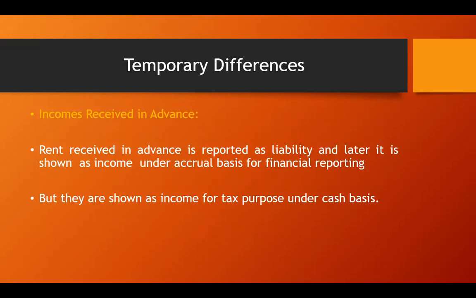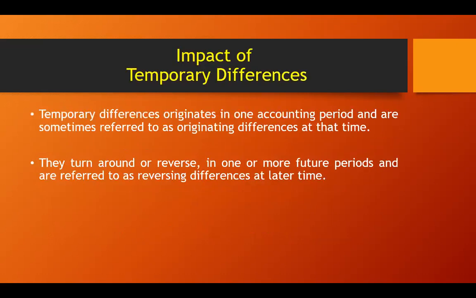Another example is incomes received in advance. Rent received in advance is reported as a liability and later it is shown as income under the accrual basis for financial reporting. But it is shown as income for tax purposes under the cash basis. So there are so many such examples in the income tax law and also the Companies Act, financial reporting, where the differences arise in one financial year and reverse in subsequent years.